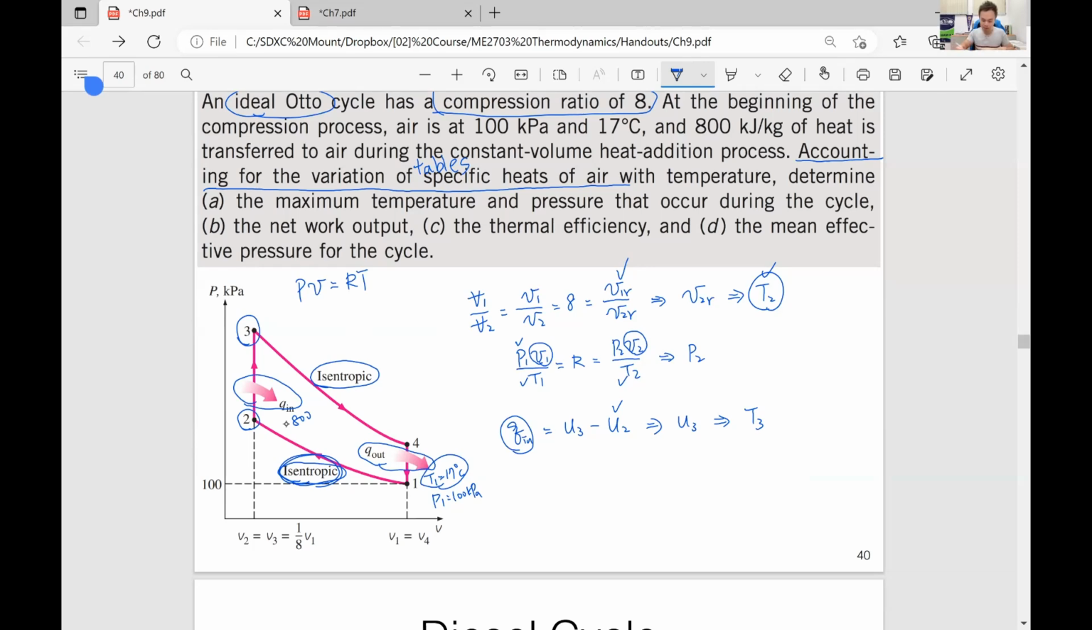Then again, P2 V2 over T2 should be the same as P3 V3 over T3. Because V2 and V3 are the same, and you had P2 and T2 before, now you already have T3, so you can get P3.